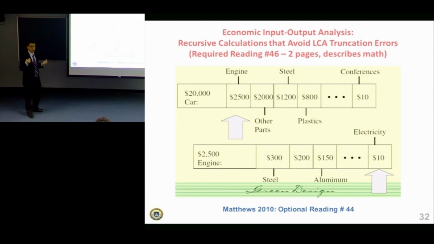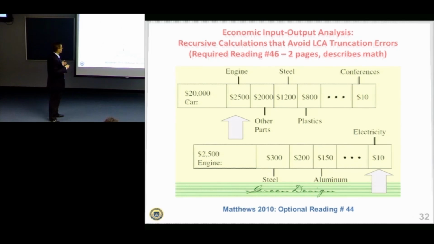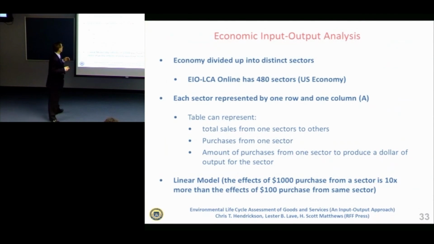These are basically flows into and out of sectors. And what has been done by the government is taking the U.S. economy and breaking it up into 480 sectors. Okay. And essentially it's just a big table of sales from one industry into another, final demand from consumers. I'll show you what that looks like in just a second.